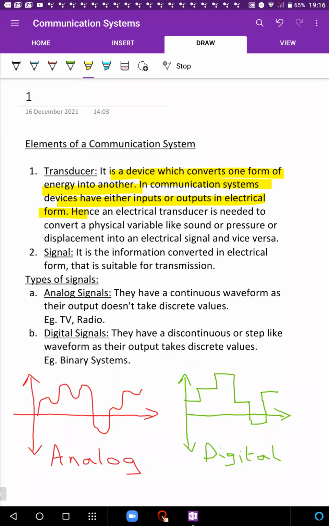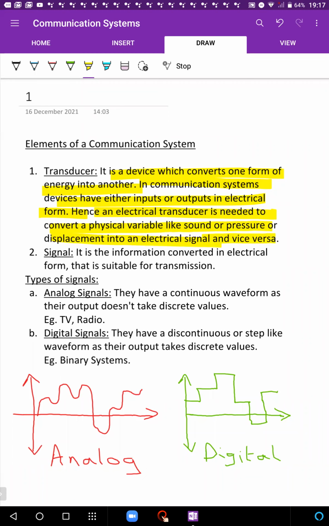Even a camera, as it records whatever video it's recording, right? The input is a visual kind of signal. It's capturing motion, it's capturing sound, it's capturing color, but it's converting it to process it further and transmit it. It's converting it into an electrical form. So an electrical transducer is needed to convert these physical variables like sound or pressure or displacement into an electrical signal, and then vice versa.